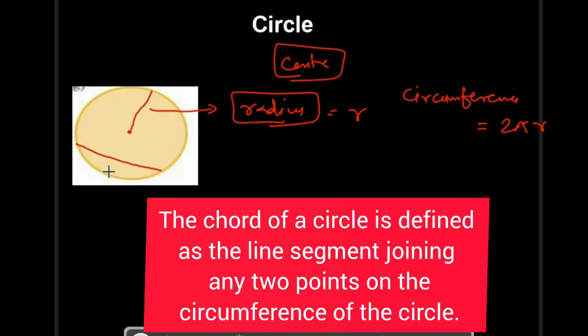Now if you see, this is one line which is dividing the circle into two parts. This line is nothing but the chord. So a chord is a line which divides the circle into two parts.